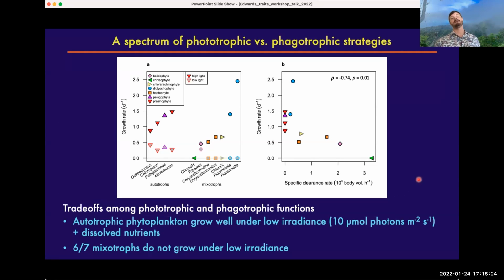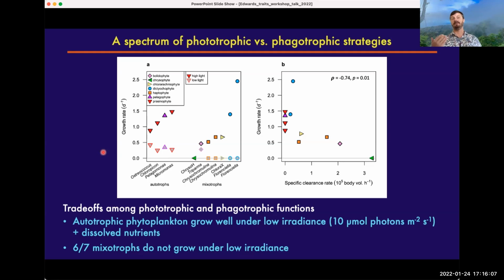Okay, so we did some more experiments to compare autotrophs and the different mixotrophs, and to try to get a sense of what the potential trade-offs could be. So we grew a variety of strains under what I'll call phototrophic conditions. We're giving them light and dissolved nutrients, but we're not feeding them. And we did that under a high irradiance and a low irradiance. On the plot here, these 4 are the autotrophs and these 7 are the mixotrophs. The symbols higher are the high light and the symbols lower are the low light growth rates.